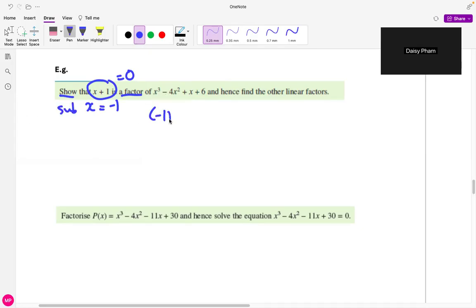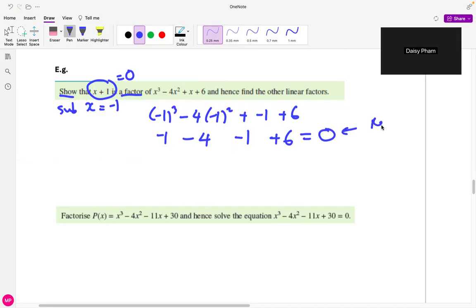We have negative 1 cubed minus 4 times negative 1 squared plus negative 1 plus 6. Negative 1 cubed is negative 1. Negative 1 squared is 1, so minus 4, minus 1, plus 6. And when you add these together, you end up having 0. So whatever the answer here is the remainder. So 0 is the remainder of that. Therefore, you would say x plus 1 is a factor, right?